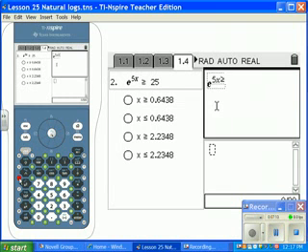So I've got e raised to the 5x is greater than or equal to 25. All right, so what's my first step, guys? Natural log of both sides. ln of e raised to the 5x equals natural log of 25. Okay, good.